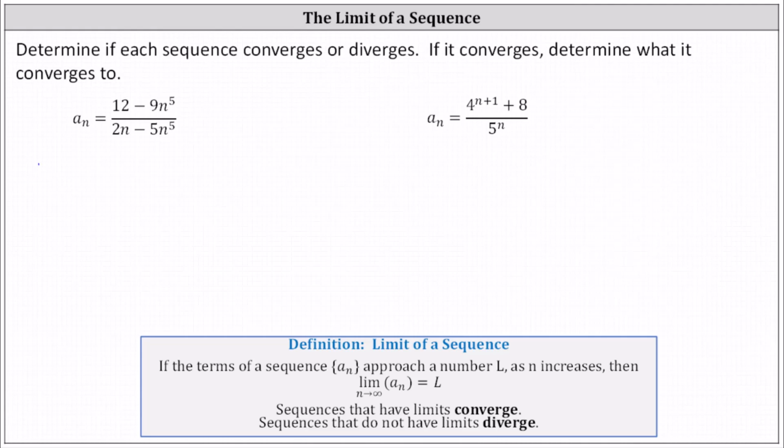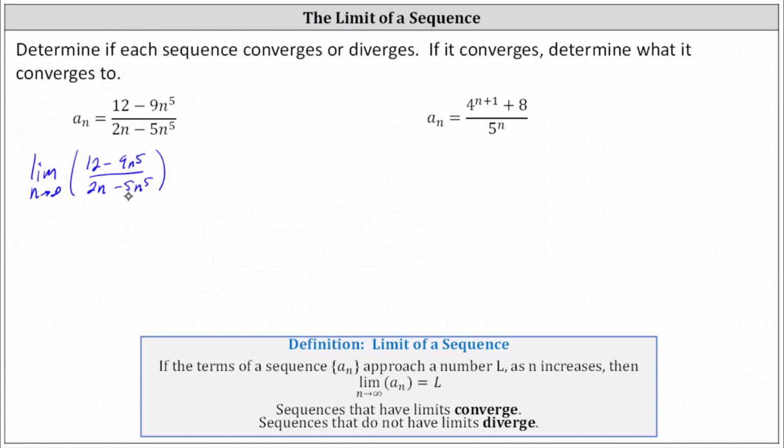For the first example, we need to consider the limit as n approaches infinity of the quantity 12 minus 9n to the fifth divided by the quantity 2n minus 5n to the fifth. You may recall when determining limits at infinity of rational functions, there's a shortcut by comparing the degrees. In this case, notice the degree of the numerator and denominator are both 5. Because the degrees are the same, the limit is equal to the ratio of the leading coefficients, which in this case would be negative 9 divided by negative 5, or 9/5, or 1.8.